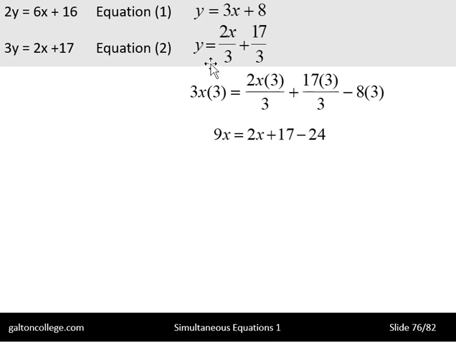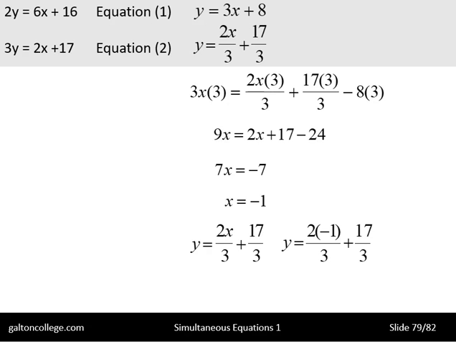Now that means we've got 3x times 3, which is 9x, and the 3 and the 3 cancel out here, leaving us 2x. The 3 and the 3 cancel out here, leaving us 17. And here we've got 8 times 3, which is minus 24. When we do the arithmetic, we take the 2x over here, so we've got 7x equals minus 7. In other words, x equals minus 1.